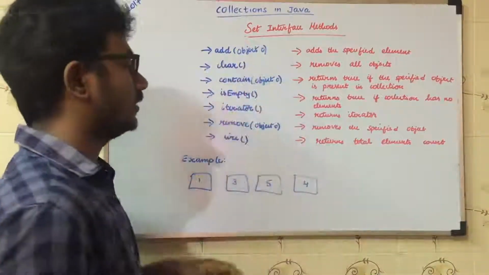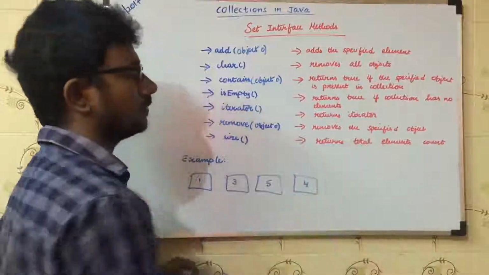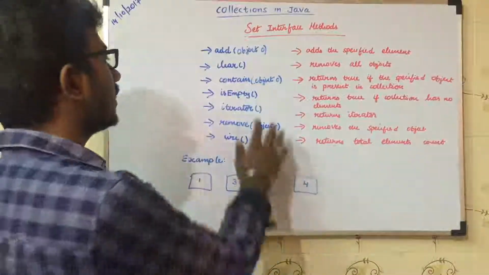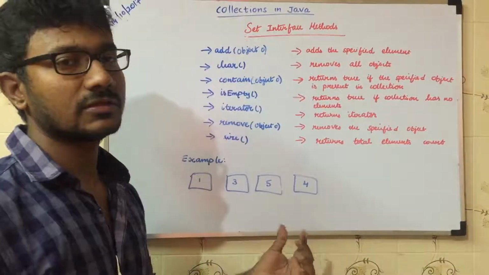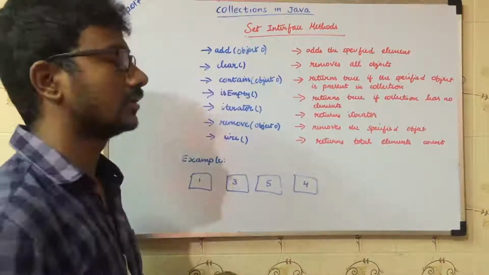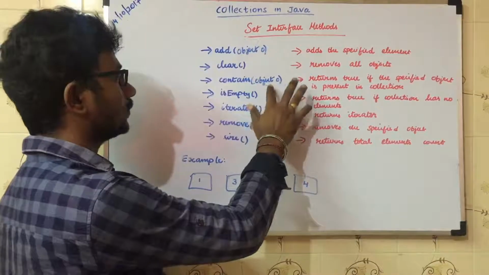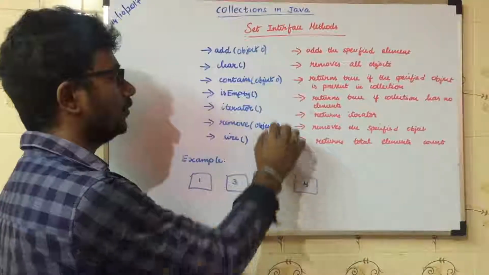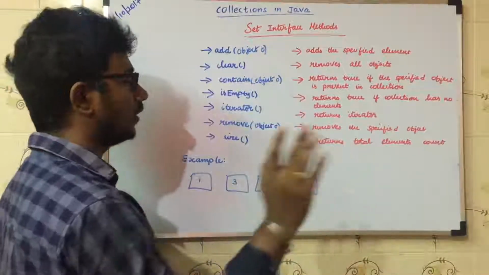So next one is clear. It will try to remove all the elements that are present in the existing set. Contains, it will try to check whether the element is present in this set. If it's present, it will return true, else it returns false. If we send 5, it will return true. If we send 6, it will return false.